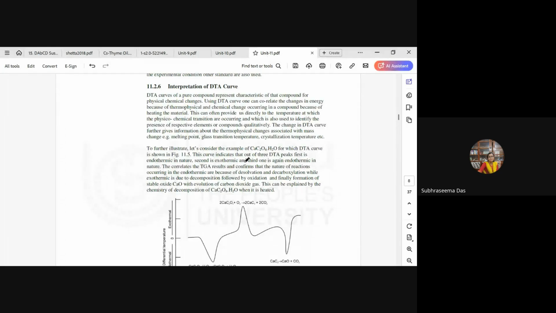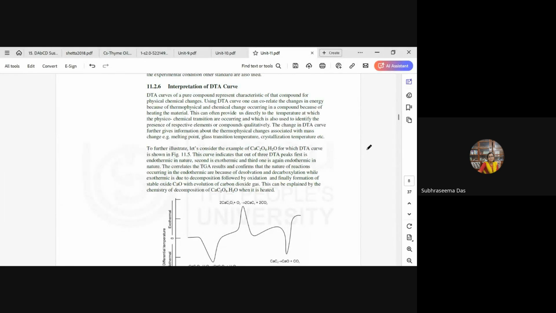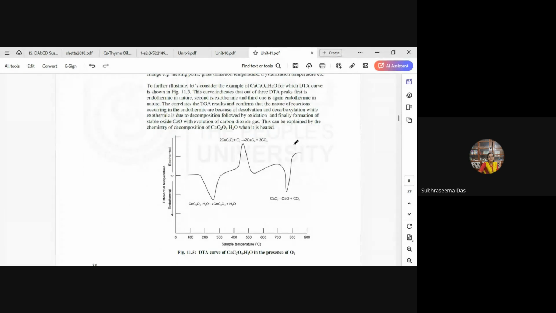DTA curves of a pure compound represent the characteristics of that compound for physical or chemical changes. Using the DTA curve, we can correlate the changes in energy with the different types of physical and chemical changes occurring inside. The change in the DTA curve further gives us the melting point, the glass transition temperature, and the crystallization temperature of our sample. In Figure 11.5, the DTA curve of calcium oxalate in an oxygen atmosphere is shown.